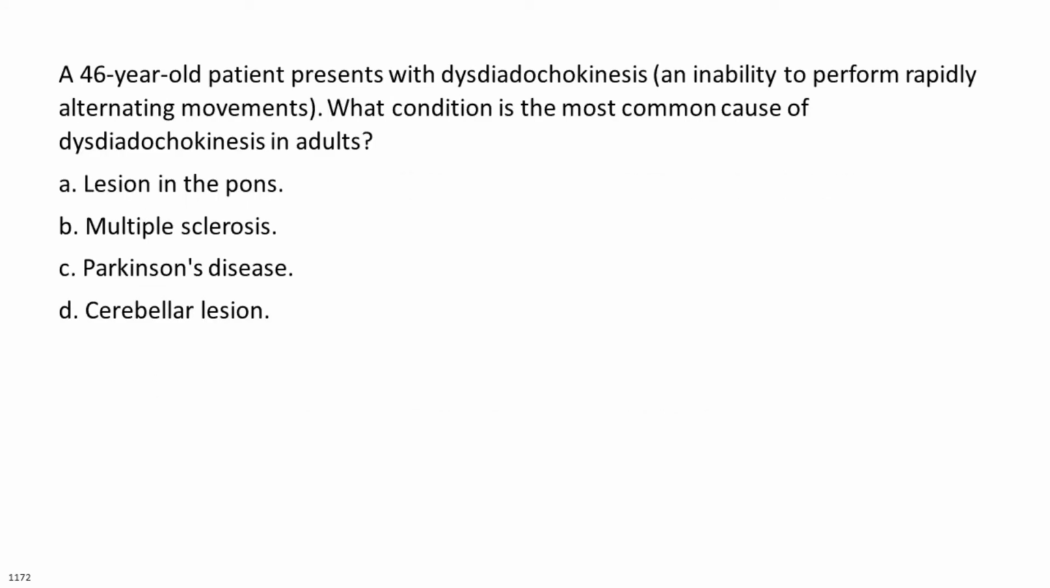A 46-year-old patient presents with dysdiadochokinesis, an inability to perform rapidly alternating movements. What condition is the most common cause of dysdiadochokinesis in adults? A. Lesion in the pons. B. Multiple sclerosis. C. Parkinson's disease. D. Cerebellar lesion.